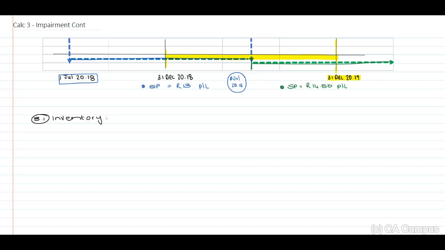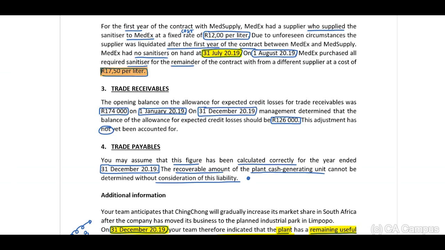Okay. Now, when we refer to our scenario, they've indicated to us for the first year of the contract, they were able to purchase these goods at a fixed cost of 12 Rand per litre. Therefore, for the first year of the contract, okay, 1 year. And then they indicate to us, due to unforeseen circumstances, the supply was liquidated after the first year of the contract between Medex and Medex-Part. Medex had no sanitizers on hand at 31 July 2019. Okay, so for the first year, they've purchased this at 12 Rand.